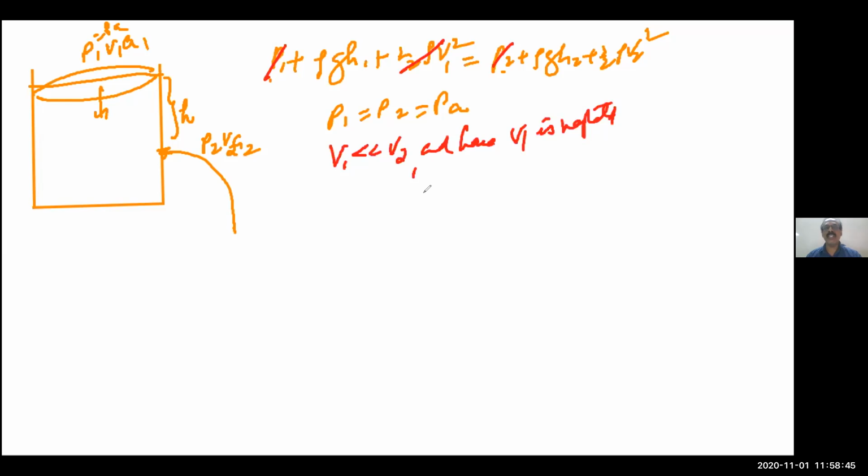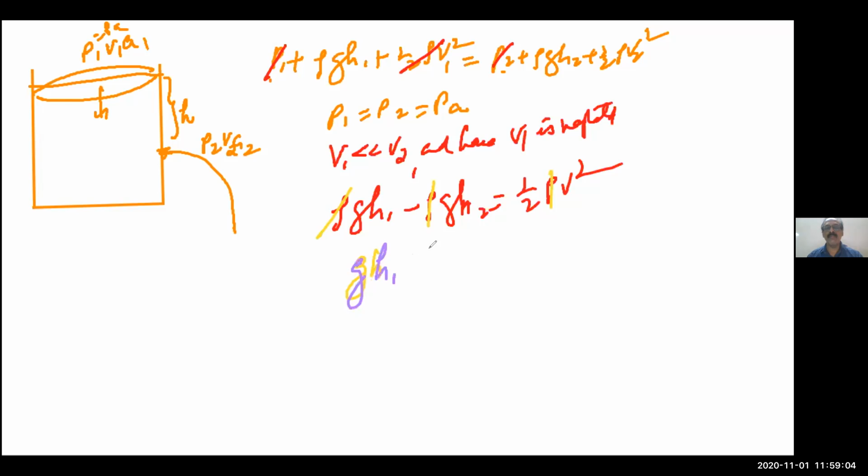Then what is remaining now? See this part. Rho G H1 minus rho G H2 is equal to, you can write what is remaining, G H1 minus G H2 is equal to V squared by 2. Isn't it?